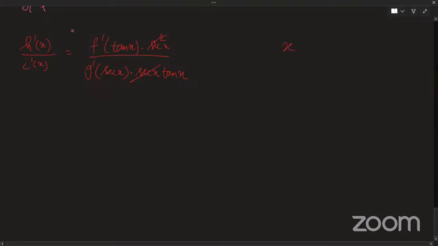And it has been told to me that the value of x is pi by 4. So if I substitute x equal to pi by 4 directly, can you tell me what is tan of pi by 4? One, sir. Great, it is 1. Into secant of pi by 4, what is it? Root 2. Great. Whole divided by tan of pi by 4, which is 1 again, and secant is again root 2.